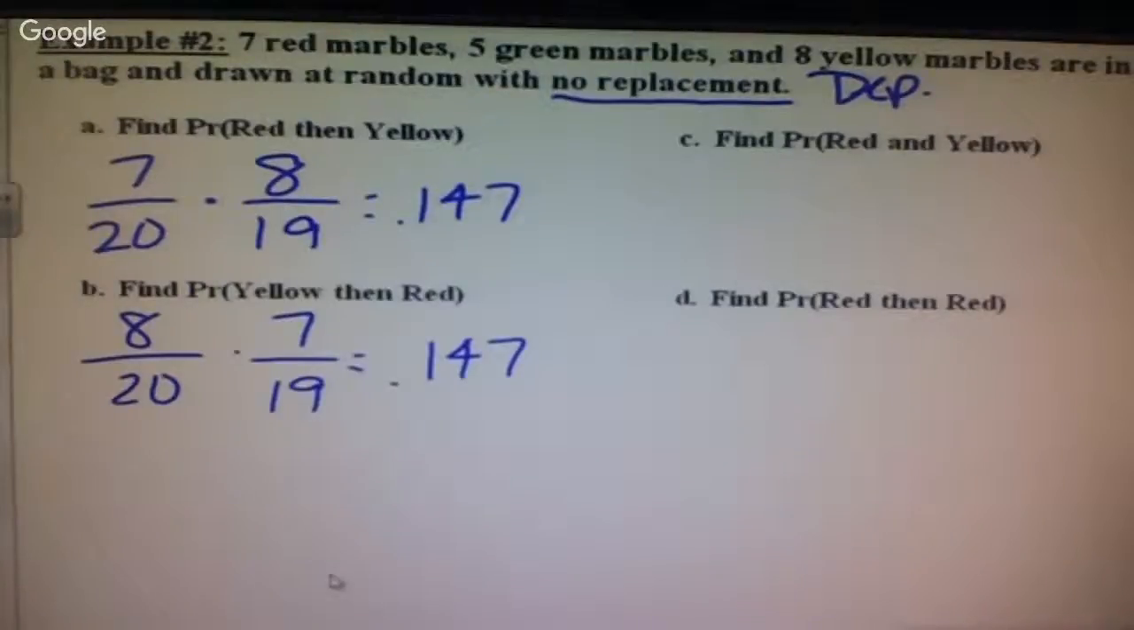Part C, I want red and yellow. So again, we've got the and. I've got to take into consideration red and yellow or yellow and red. So I need to add 0.147 and 0.147, which gives you 0.295.